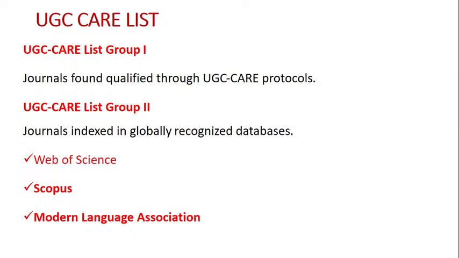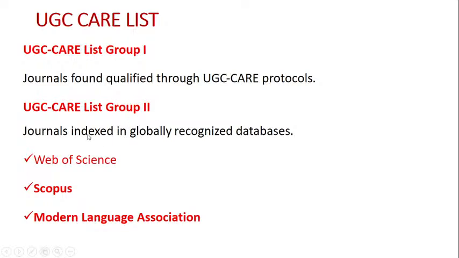And next I go to UGC care list. You have 2 categories, care list 1, care list 2, I mean group 1, group 2. In group 1, journals are qualified through the UGC care protocols. UGC care themselves identify and put them in through user representation. Some users identify this is a good journal and they have maintained quality for a long time. So UGC care considers that and puts them into group 1.